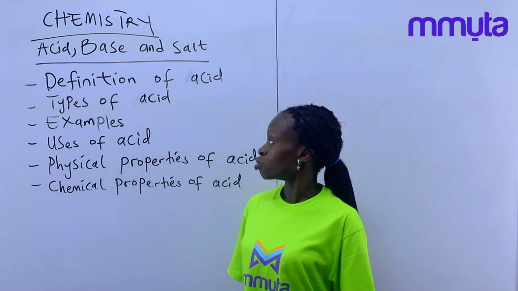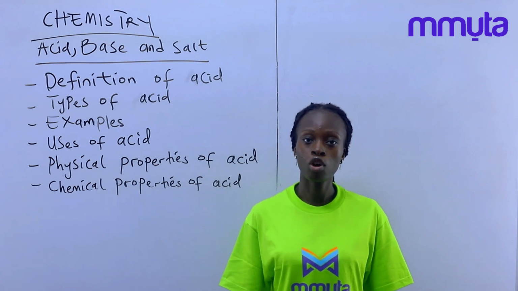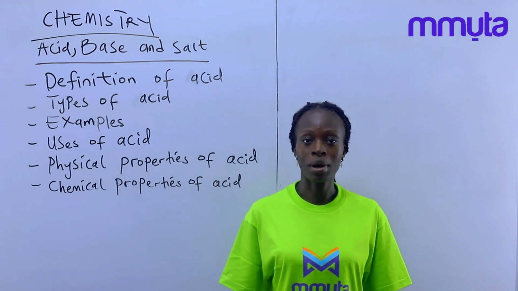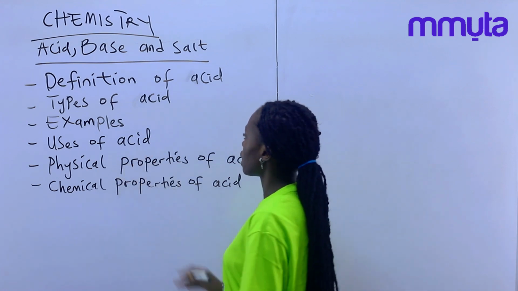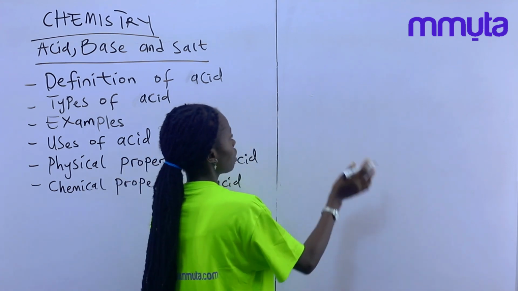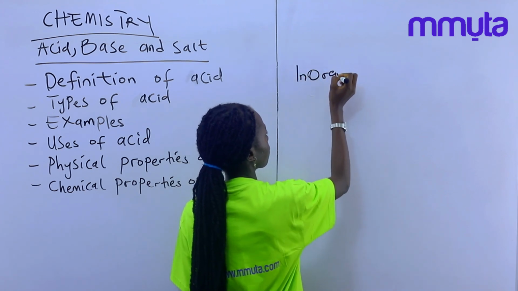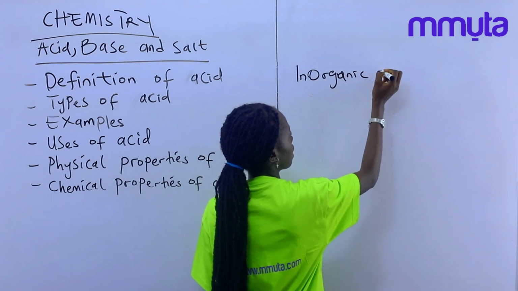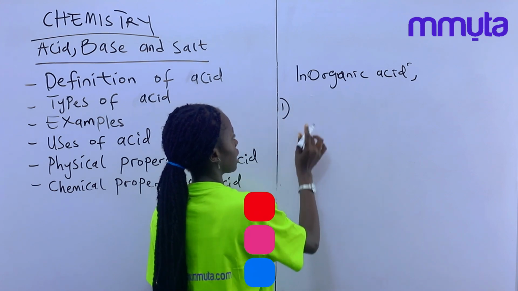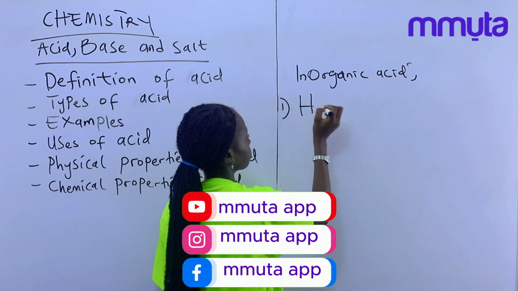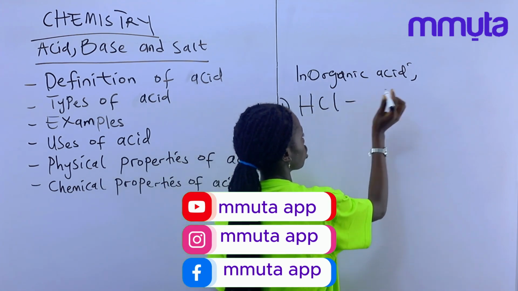Now, we're going to be moving to inorganic acid. Inorganic acid is a type of acid that is formed or found through inorganic compounds, and it is seen as a stronger type of acid. I'm going to be looking at some examples of inorganic acids. The first example of inorganic acid I'll be looking at is hydrochloric acid. Hydrochloric acid is a combination of hydrogen and chlorine.